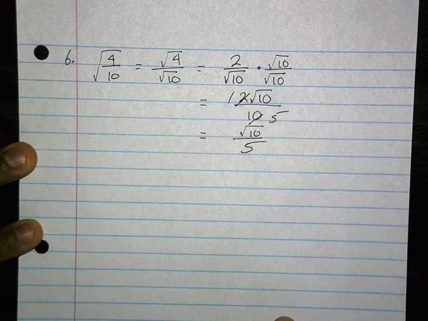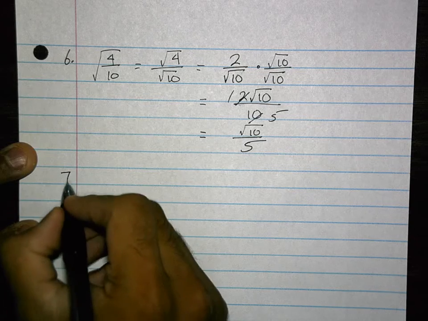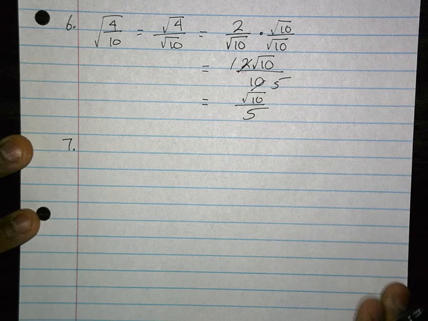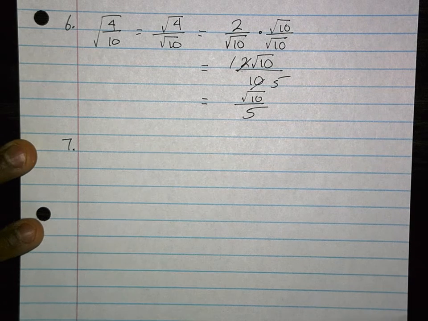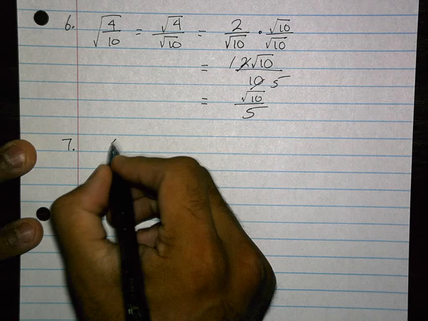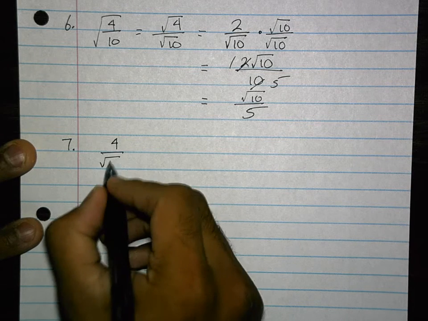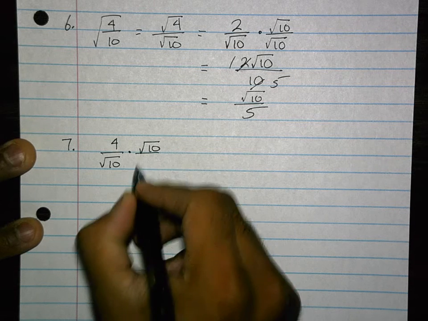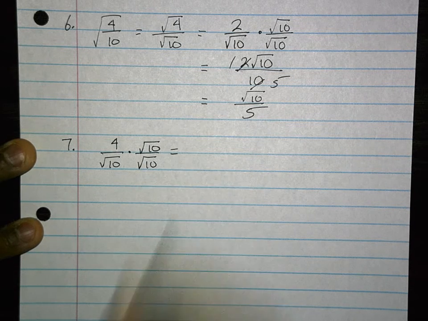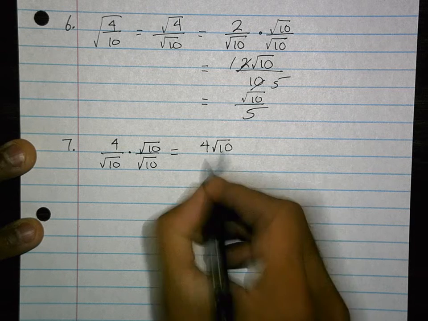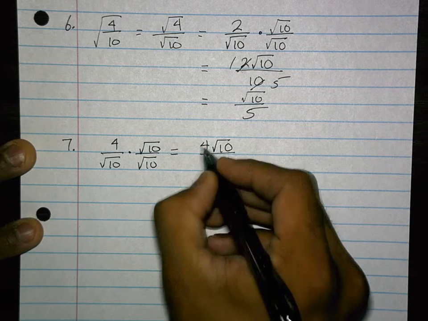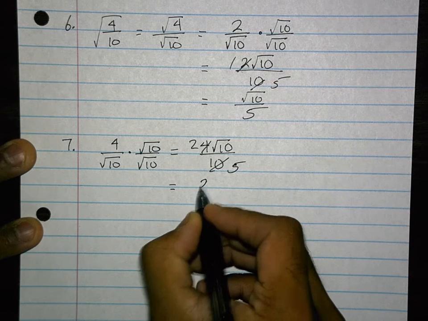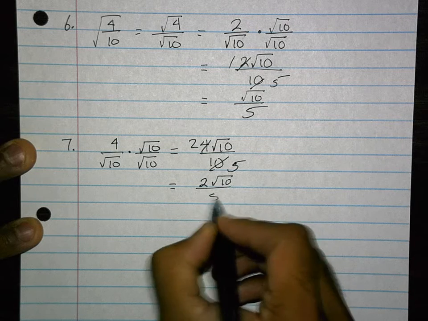Number 7 says 4 over root 10. Multiplying by root 10 over root 10 to rationalize, I'm looking at 4 root 10 all over 10, and this also reduces all the same way. So this is going to equal 2 root 10 all over 5.